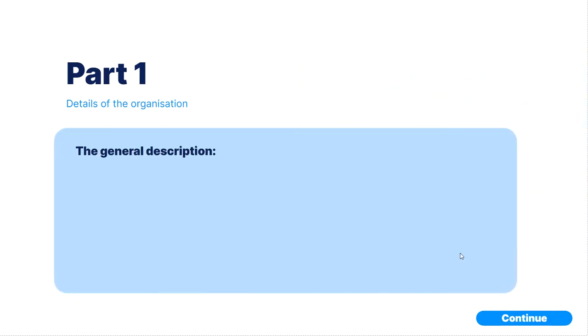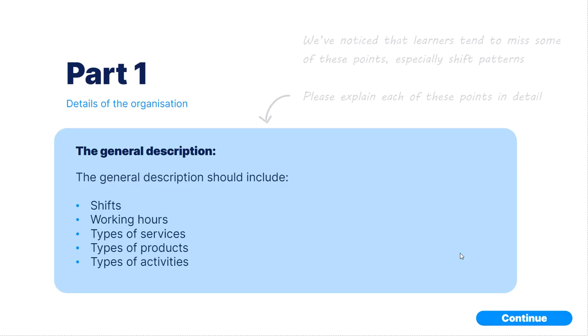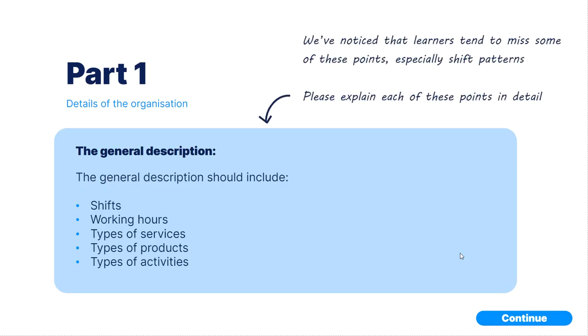When it comes to the general description, please be as detailed as possible. Remember to paint the picture for the examiner. Your description should include the following points: shifts, working hours, types of services, types of products, and types of activities. We've noticed that learners tend to miss out some of these points, especially shift patterns. Please explain each one of these points in detail.